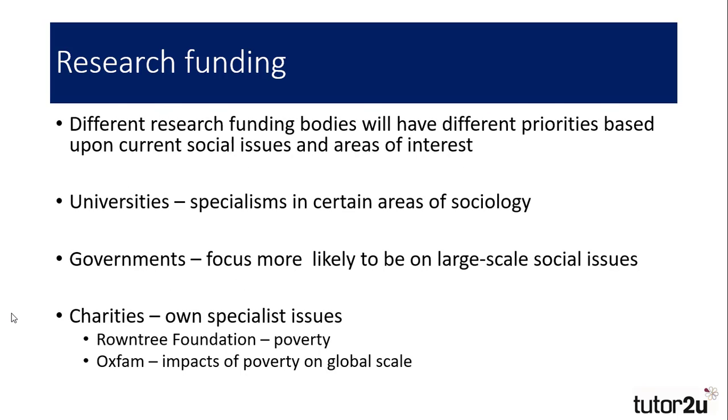A further consideration in the choice of topic is how the research will be funded. Sociological research is funded through research grants from institutions such as universities, charities, businesses, and each of these will have their own specialist areas that they want sociological research to be conducted into. This has the impact of limiting a sociologist's research to fit in with the criteria for funding.